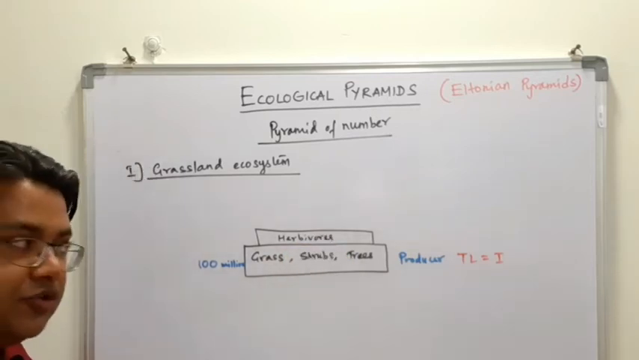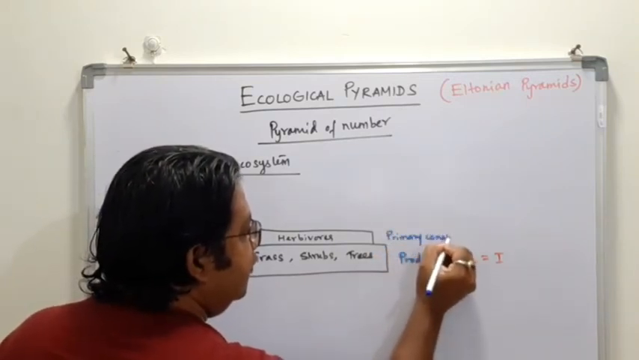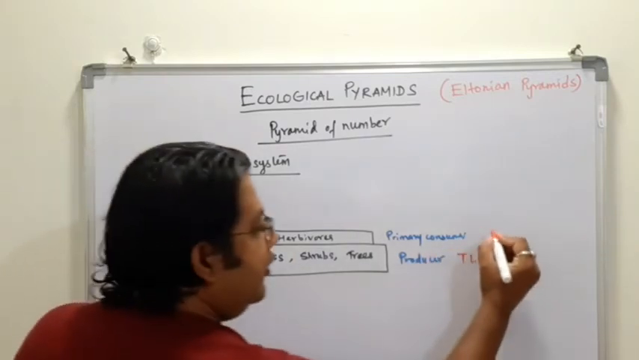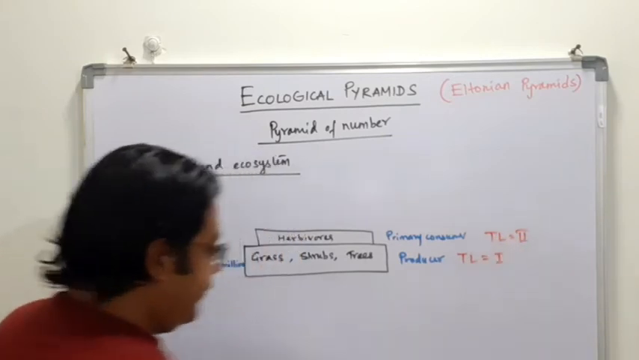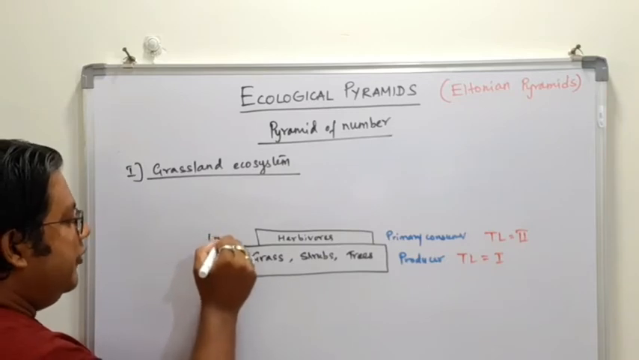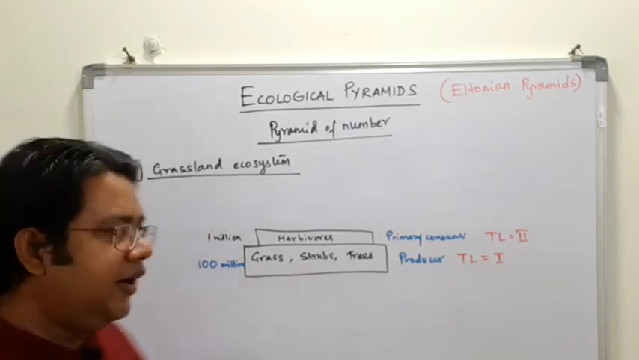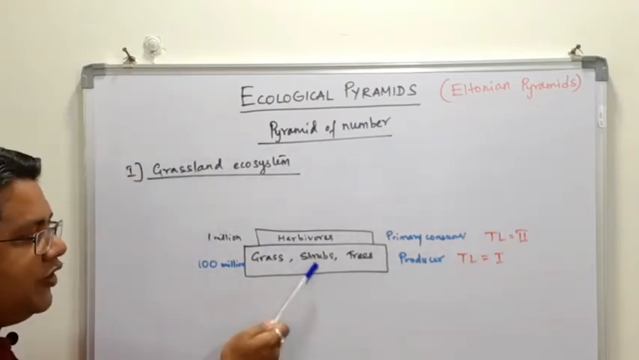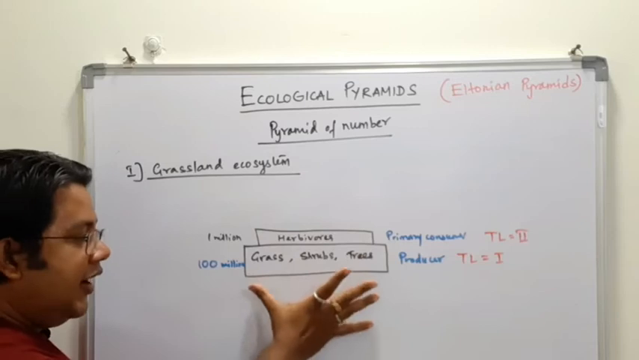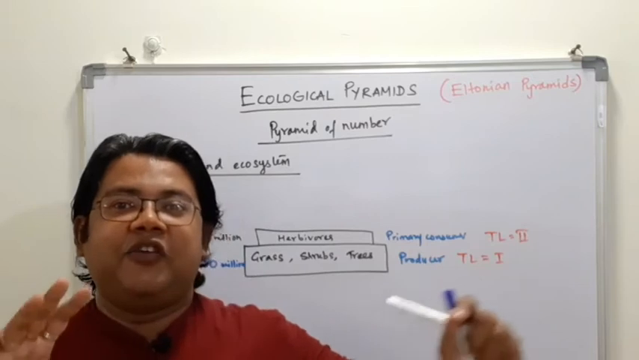So this will be the primary consumer, and it will be in trophic level 2. Let us consider the numbers, let us say 1 million. This number I am taking as a random number, just to tell you that obviously the number of the producers will be more as compared to the herbivores. That's why this slab which I have drawn is smaller in length as compared to the larger slab, because what we are actually doing is making a graphical representation.